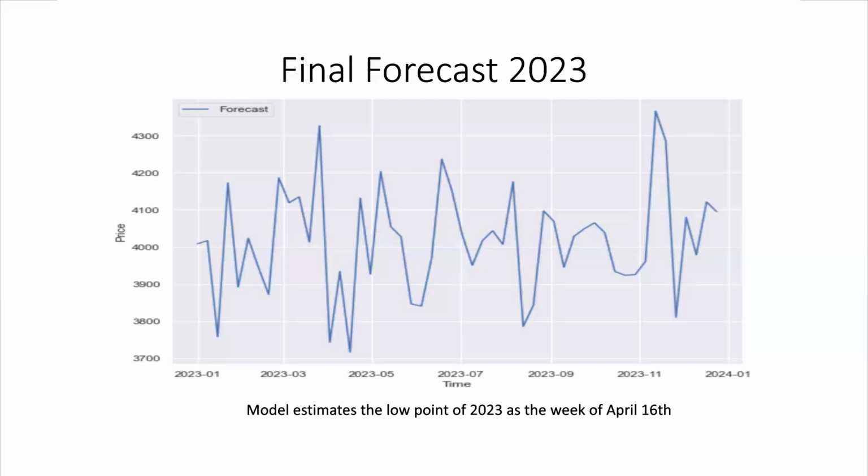So ideally, you'd want to only predict a few weeks ahead, but for the sake of wanting to look at 2023 and get a full-on prediction to see the bottom of the market, or at least when the model would predict it. It looks like from the model, it predicted that the lowest point in 2023 would be the week of April 16th, when it would approach a value of about 3,700.